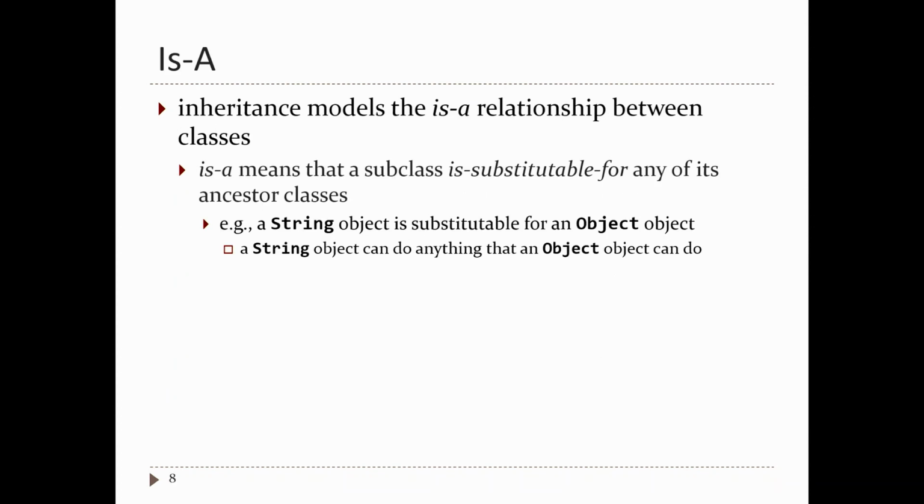So inheritance is a relationship between two classes. The relationship that it models is the is-a relationship. Now, in object-oriented programming languages, is-a usually means is substitutable for. So it's short for is substitutable for. A subclass object should always be substitutable for one of its ancestor objects.